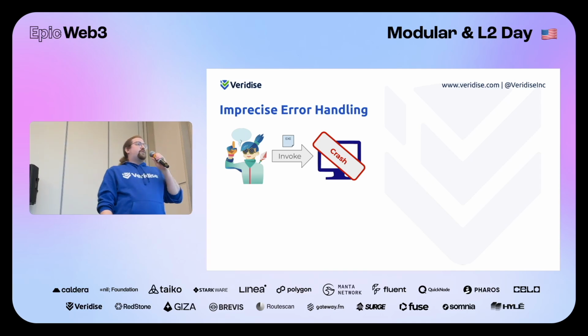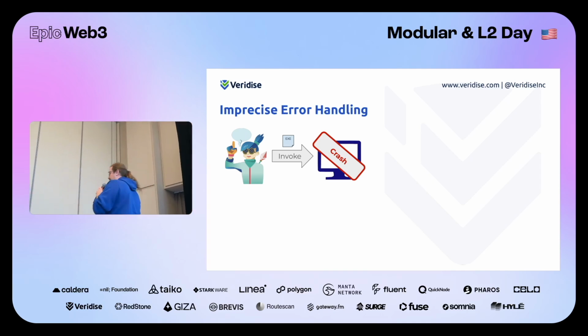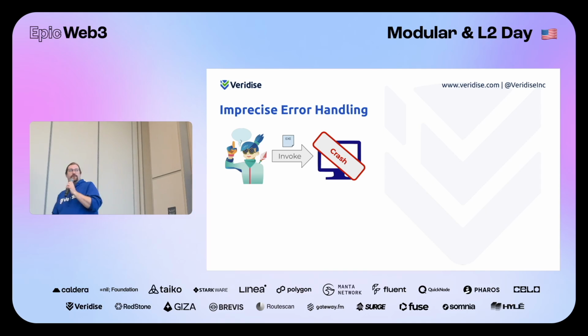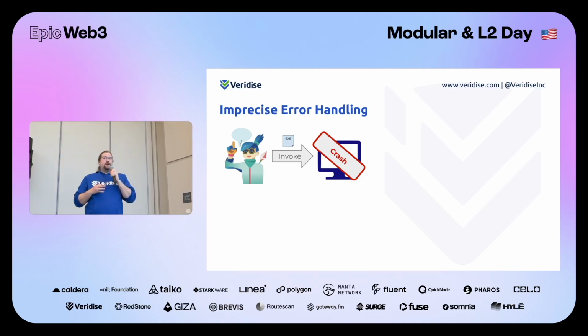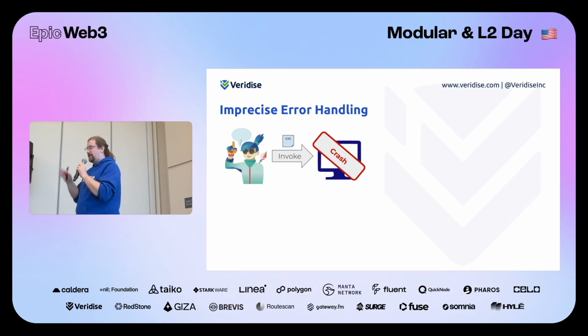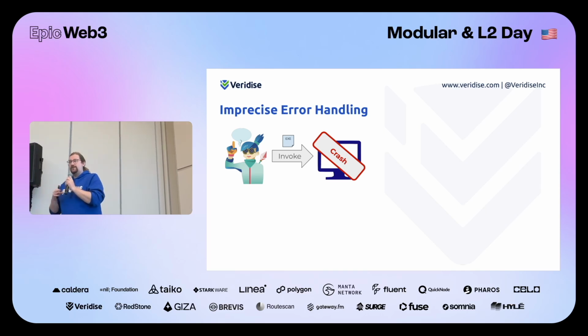Okay. So now let's look at some new vulnerabilities. The first thing that I'm going to talk about is imprecise error handling. The way that a zkVM typically prevents a valid proof from being generated is by simply throwing an error.